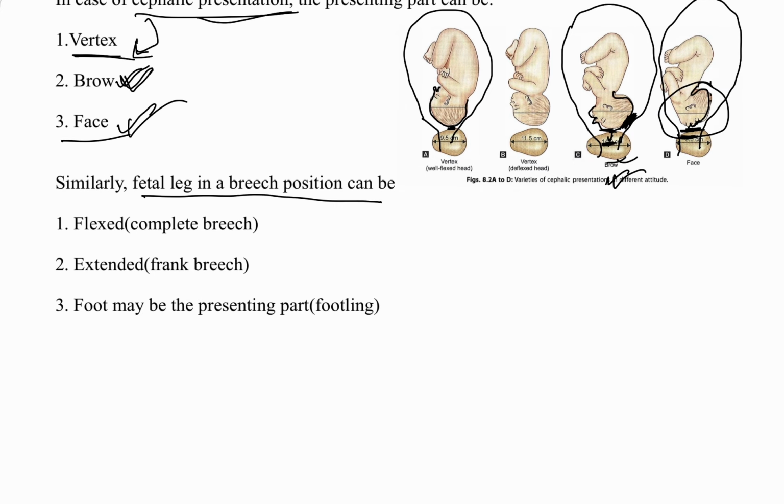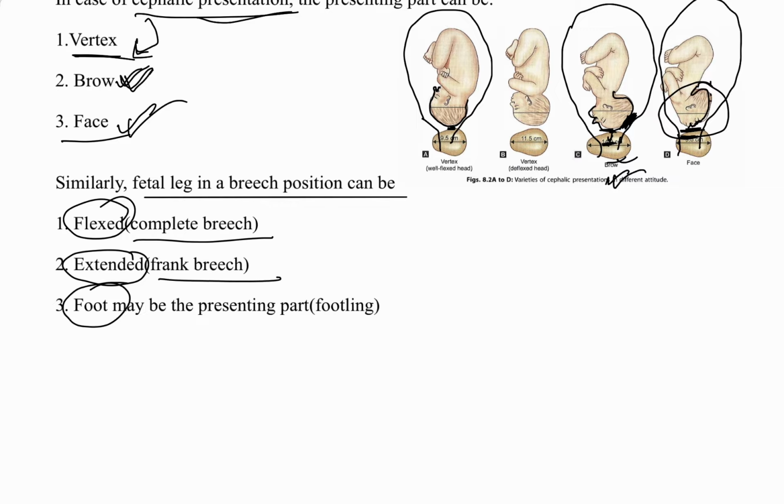So the fetal leg in breech position can be in complete breech, which is completely flexed, that can be extended, which is known as frank breech, and sometimes the foot itself may be the presenting part overlying the internal os. This is known as footling. So this was all about presentation.